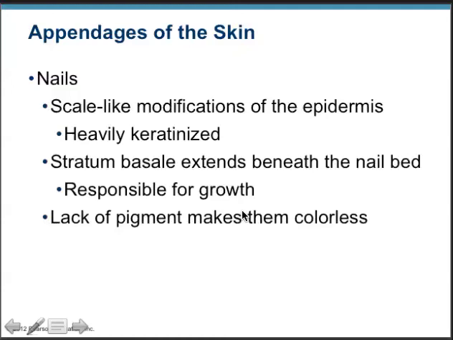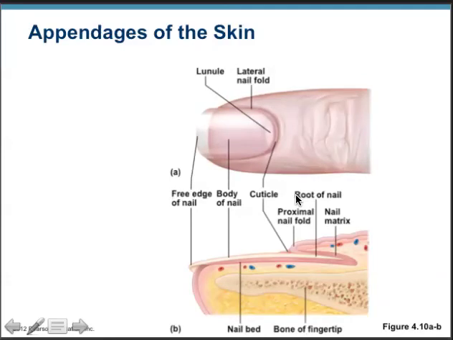Okay, nails are scale-like modifications of the epidermis. They are heavily keratinized. The stratum basale extends beneath the nail bed and is responsible for the growth of the nail. This is where the new nail is made. Lack of pigment makes them relatively colorless, and you can see here a view of the nail both in sagittal section and from a superior aspect.